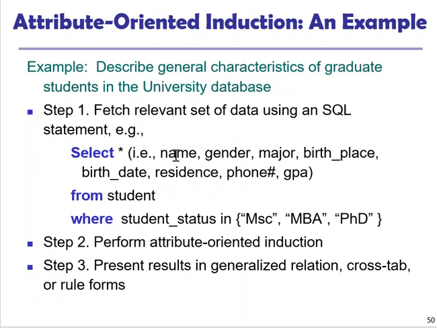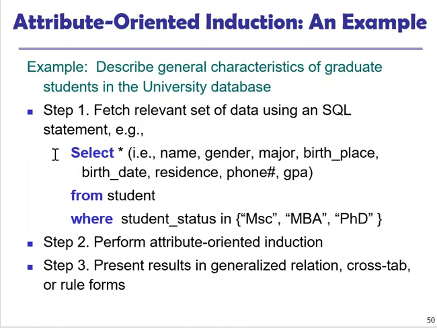Such information may include name, gender, major, birthplace, birth date, residence, phone number, GPA, etc. Even including student groups participated in, whatever information the university collects of a student. And then because we are going to study the general characteristics of graduate students, we have a condition here: student status is in Master of Science, MBA, PhD, or any other labels that indicate a student is a graduate student.